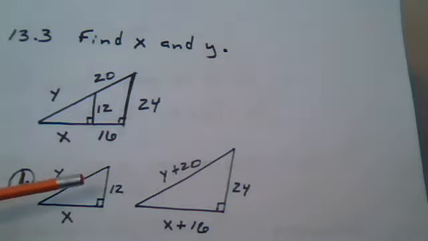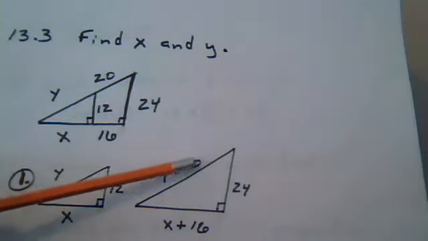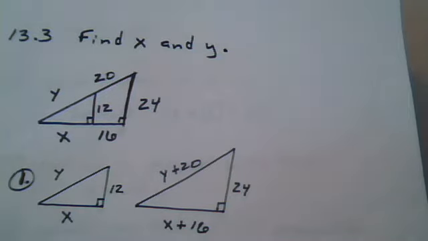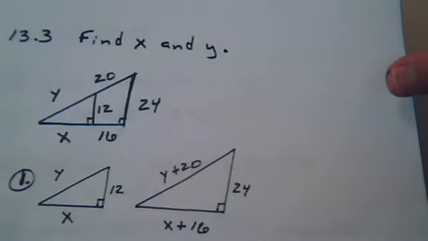So we're going to be going from the smaller to the bigger. So the scale factor is 2, since 12 times 2 gives me 24. And 2 times y should give me y plus 20, and 2 times x should give me x plus 16. So the scale factor is 2.